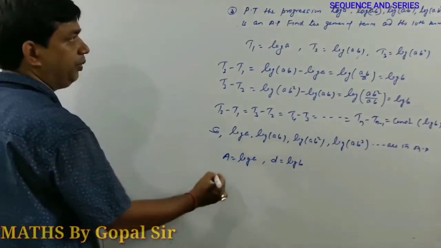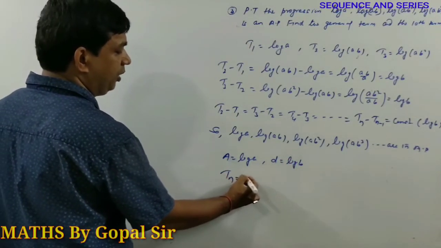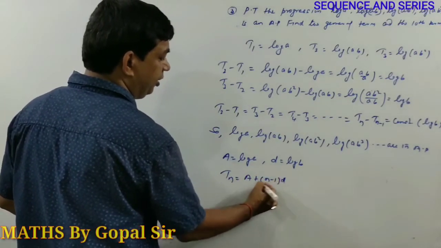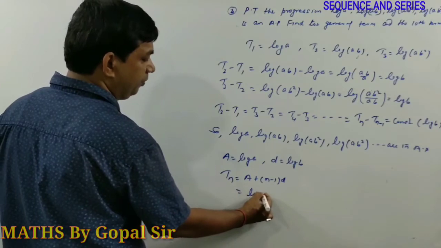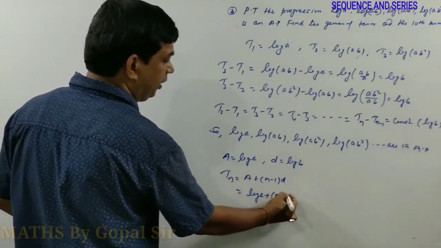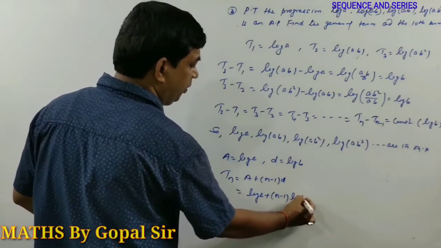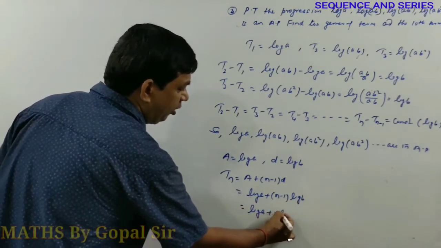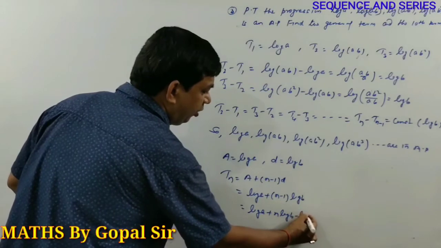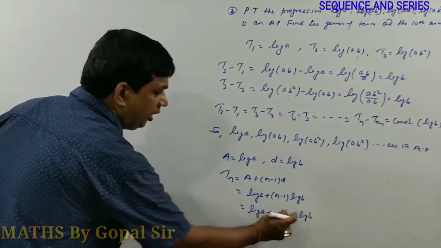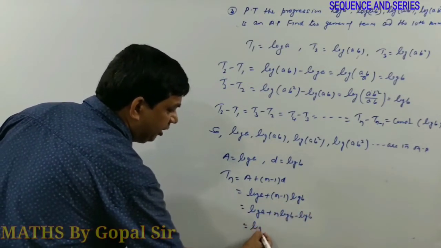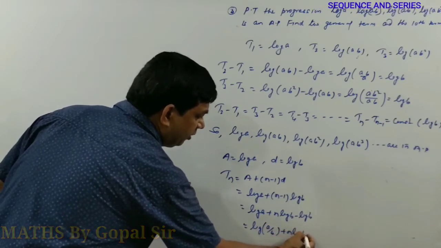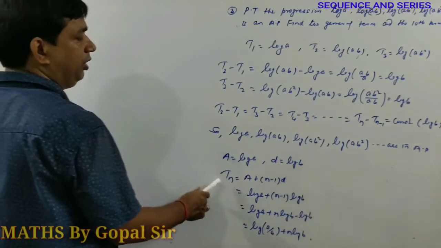So now we have to find Tn. Tn equals a plus n minus 1 into d. So a is log a plus n minus 1, and d is log b. So this is log a plus n log b minus log b. So log a minus log b, we can write as log a by b, plus n log b. So this is the answer. It is the nth term.